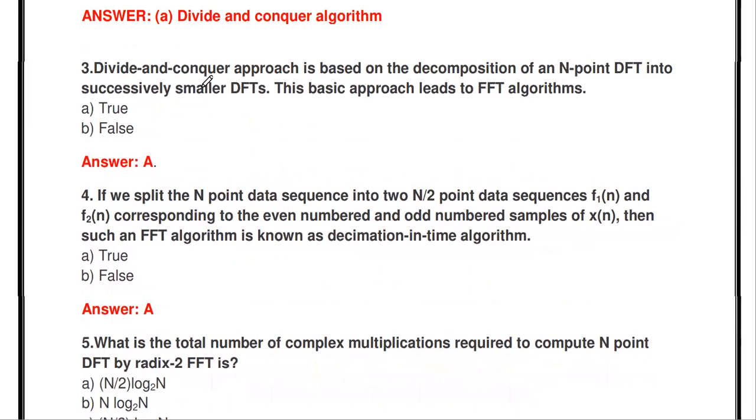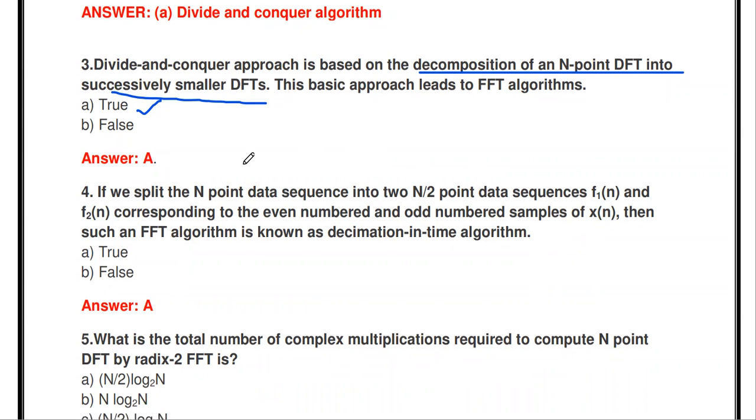The divide and conquer approach is based on the decomposition of an N-point DFT into successively smaller DFTs. This basic approach leads to the FFT algorithm. Is this true or not true? In the divide and conquer approach, the N-point DFT, for example a 16-point DFT, is divided into two 8-point DFTs, each 8-point DFT into two 4-point DFTs, and each 4-point DFT into two 2-point DFTs. Finally we combine. That process is used in the FFT algorithm.